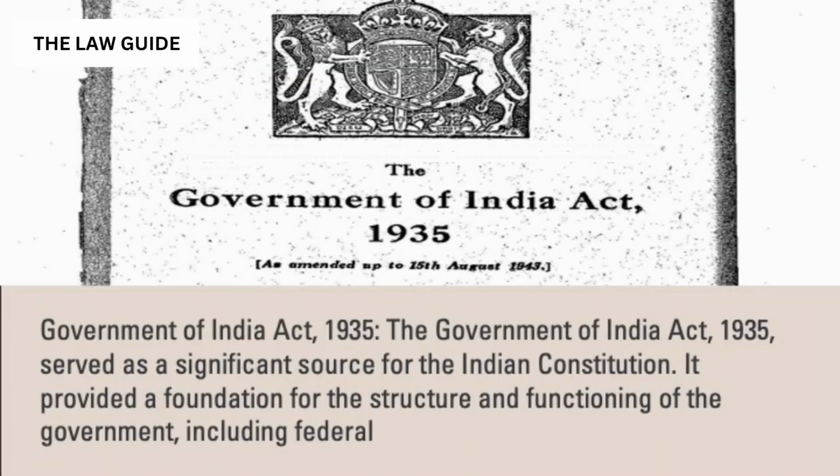The first is the Government of India Act, 1935. The Government of India Act, 1935, served as a significant source for the Indian Constitution. It provided a foundation for the structure and functioning of the government, including federal provisions, provincial autonomy, and legislative powers.